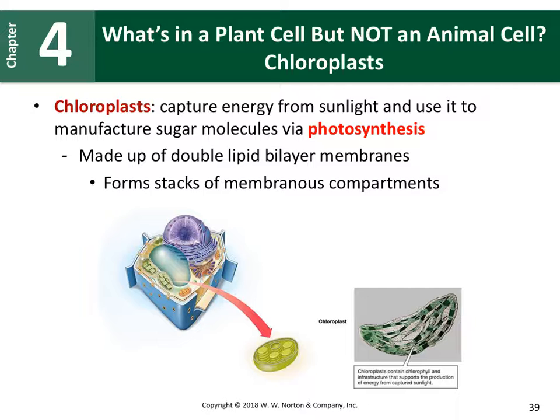Plant cells and some algae have chloroplasts, and chloroplasts are made up of these things called thylakoid membranes that are part of photosynthesis, and we'll go over that also.